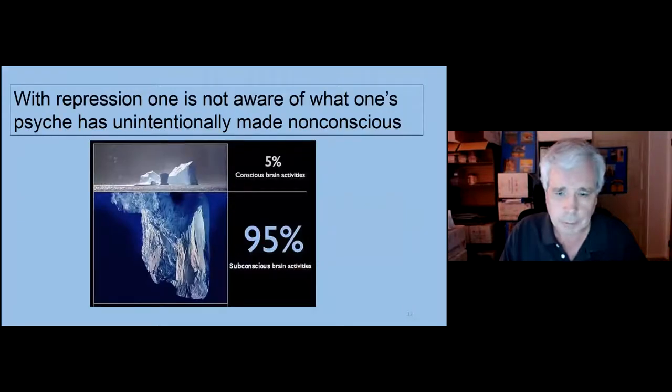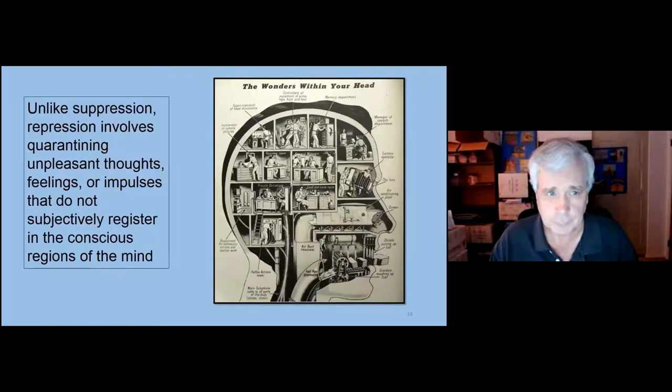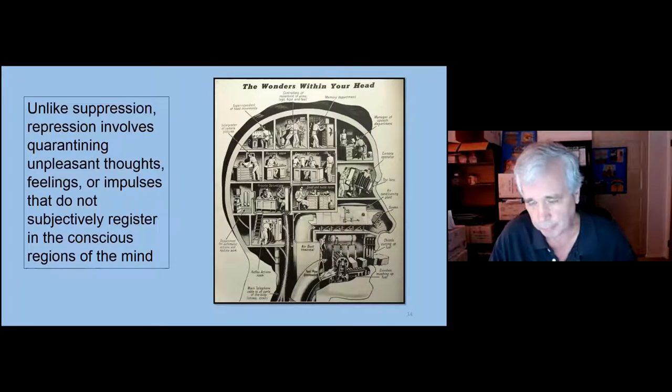So again, this is a very common metaphor used to make this point about what the mind is composed of. And according to this graphic, only 5% of brain activities are conscious. The remaining 95% are unconscious, or some people use the word subconscious. So unlike suppression, repression involves quarantining unpleasant thoughts, feelings, or impulses that do not subjectively register in the conscious regions of our mind. So this, I just pulled this image off of Google.